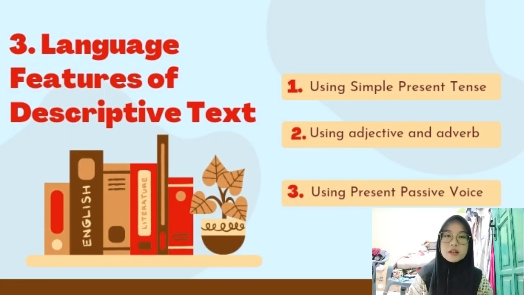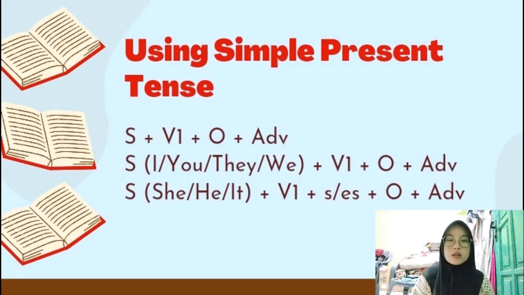Okay, the next is language features of descriptive text. The first one is using simple present tense. The second one is using adjective and adverb, and the last one is using present passive voice. The first one is using simple present tense.